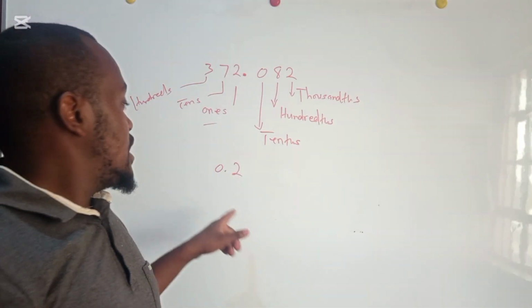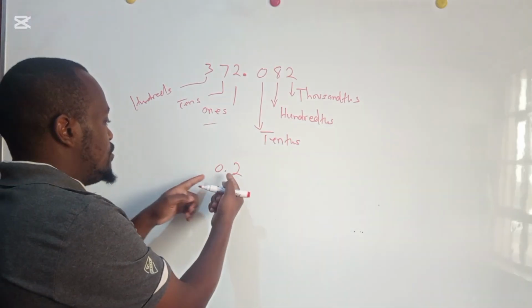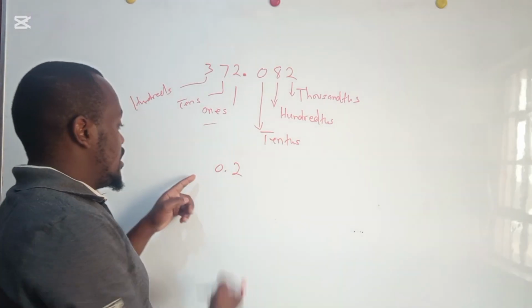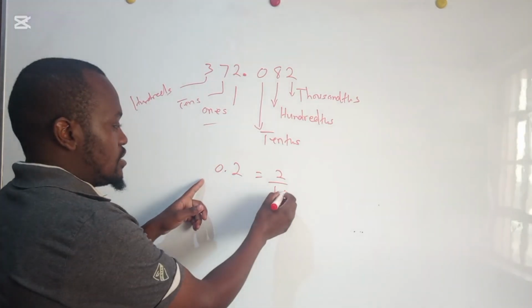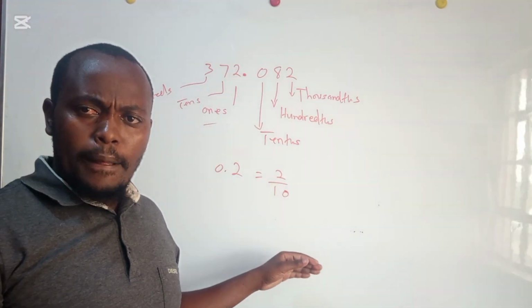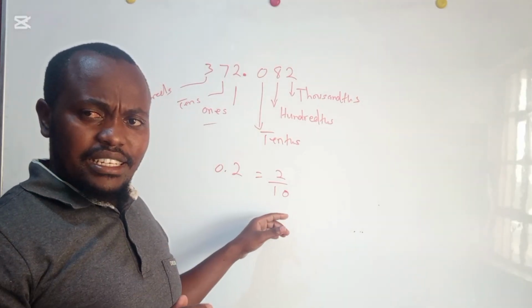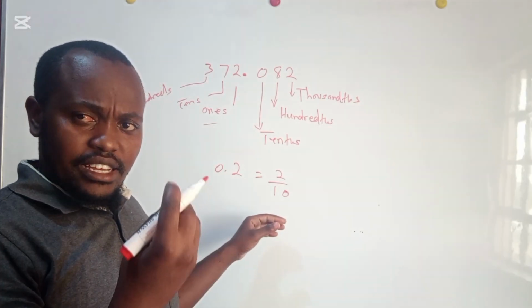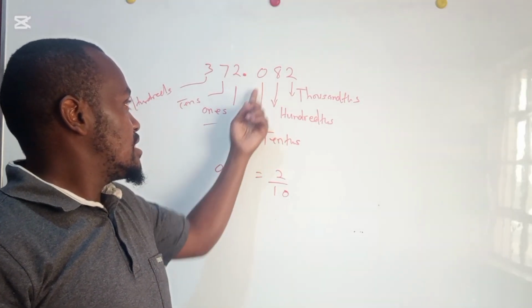0.2. We are saying 2 is tenth. Why? Because if you are writing it as a fraction, this one is the same as 2 over 10. So this is like a tithe. If you have had tithe in church, we say 1 over 10. That tithe is the tenth. So this one is tenths.